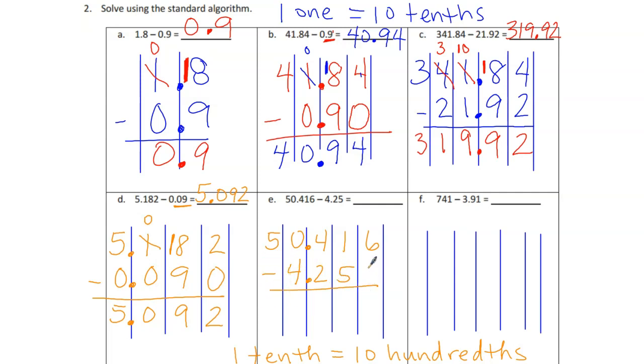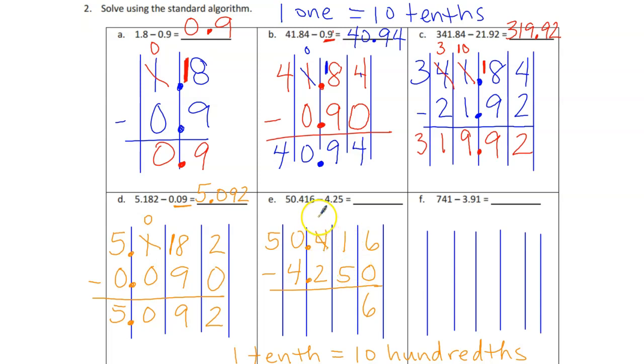Same thing, I need a placeholder. So my 4 and 25 hundredths is going to turn into 4 and 250 thousandths when I annex my 0. Do my subtraction. 6 thousandths minus 0 thousandths is 6 thousandths. Now I have 100 minus 500. Can't do that. So we need to regroup or rename.